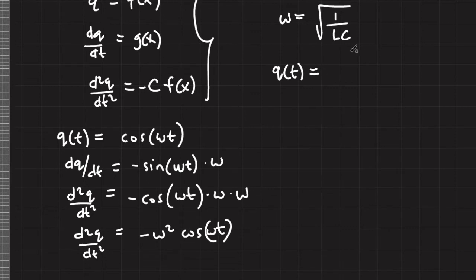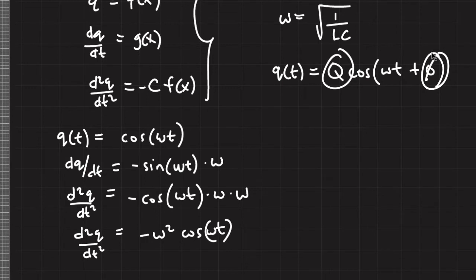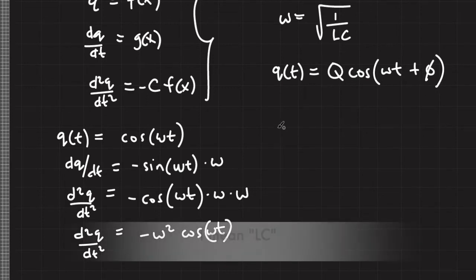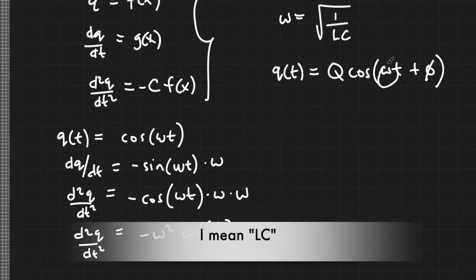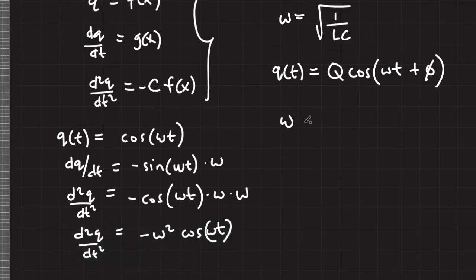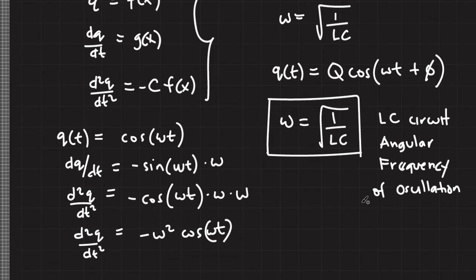So generally, this can be written as Q of t equals cosine. This must have an amplitude, and let's represent this amplitude with Q, cosine omega t plus a phase angle. So again, this can be obtained if we have initial boundary conditions or initial values. But in an LC circuit, we are sure that the omega here is the angular frequency of the circuit. We usually have a value for angular frequency for systems that are oscillating.